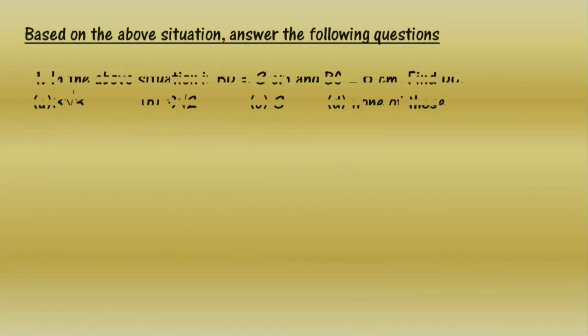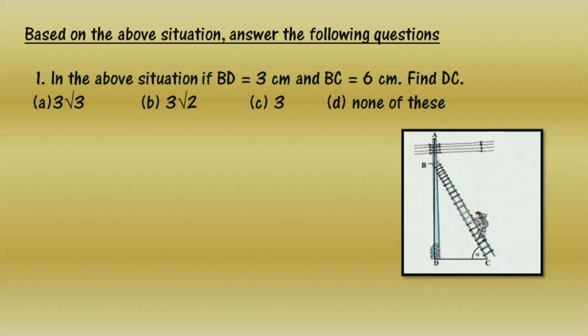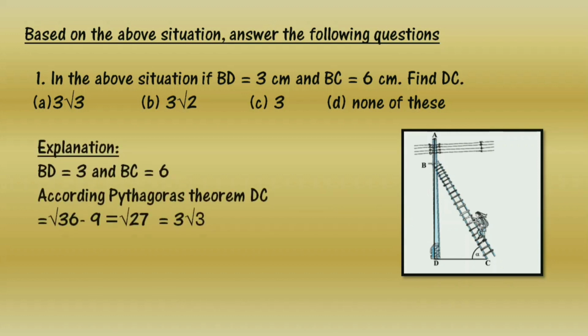Question number 1. In the above situation, if BD equal to 3 cm and BC equal to 6 cm, find DC. So here, consider the figure. BD is equal to 3 cm, BC is equal to 6 cm. According to Pythagoras theorem, we have to find DC. So DC is equal to root 36 minus 9 equal to root 27. You can write it in simplest form as 3 root 3. So the correct option is option A, 3 root 3.